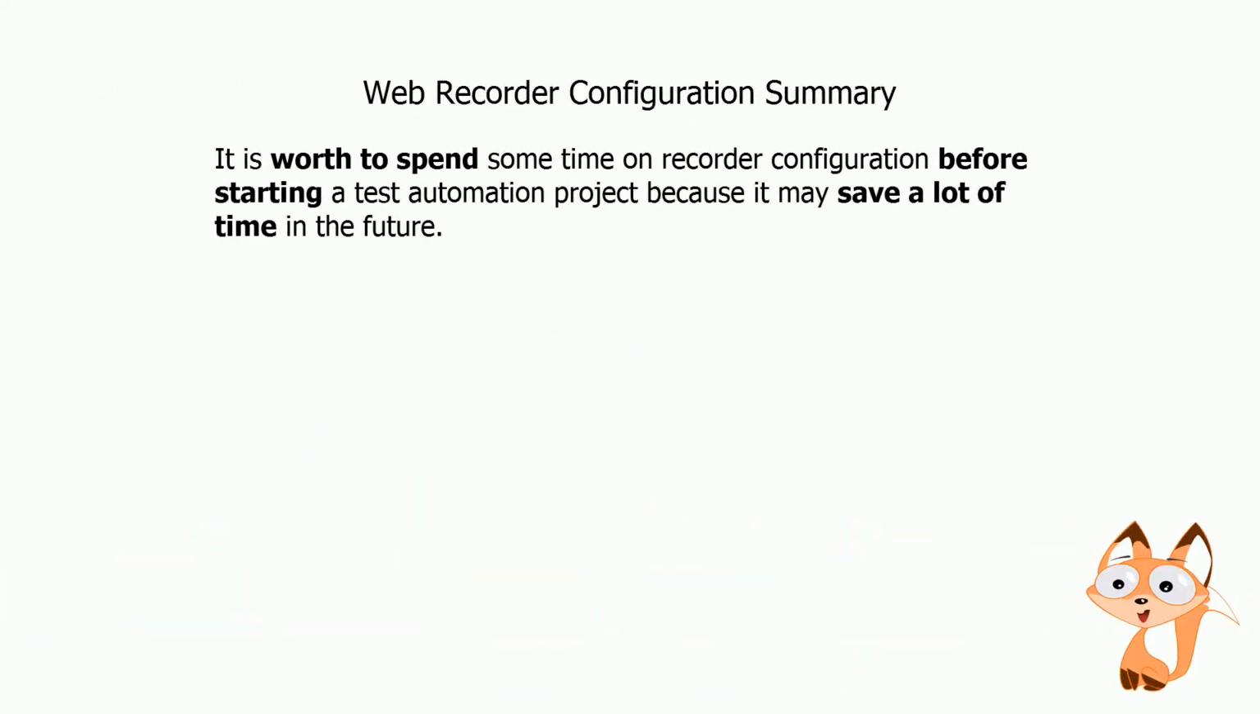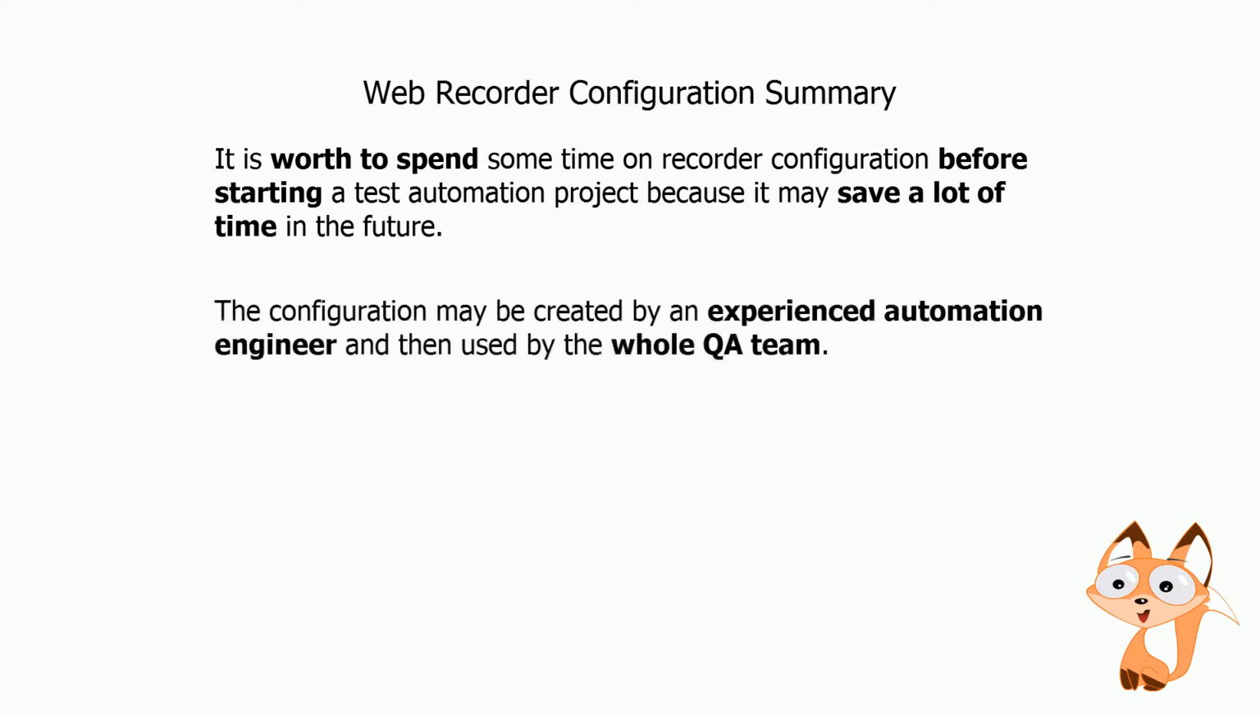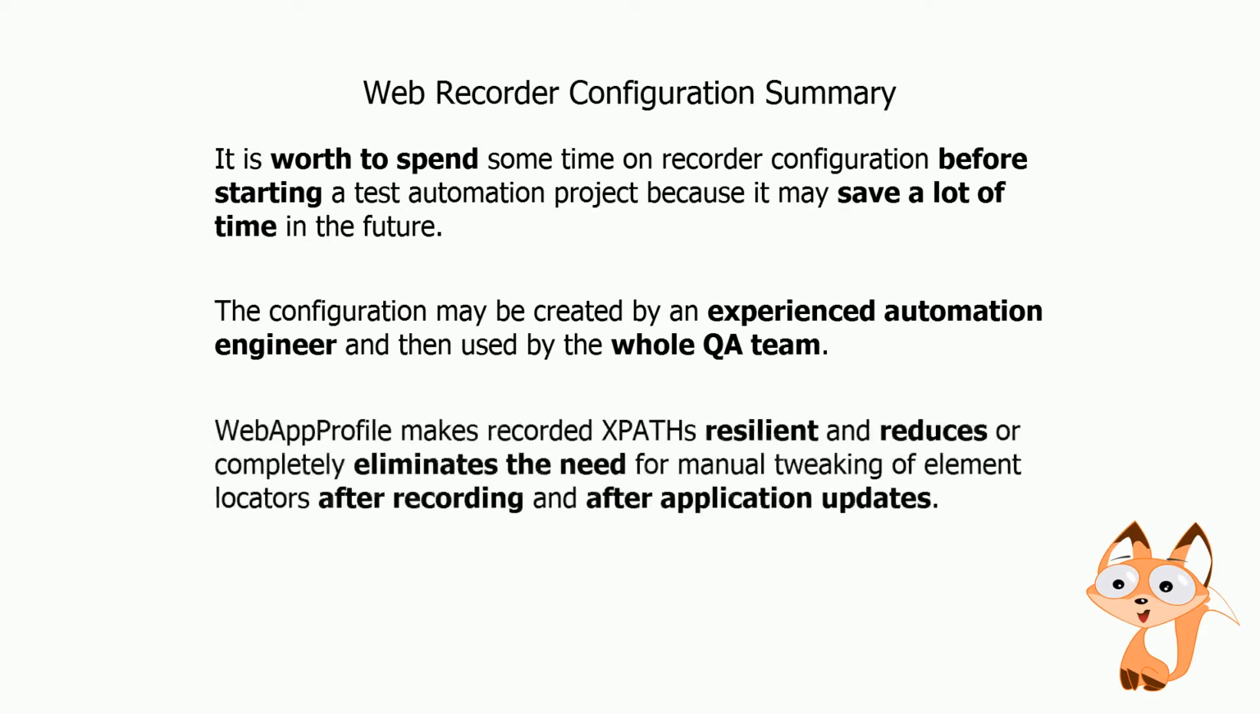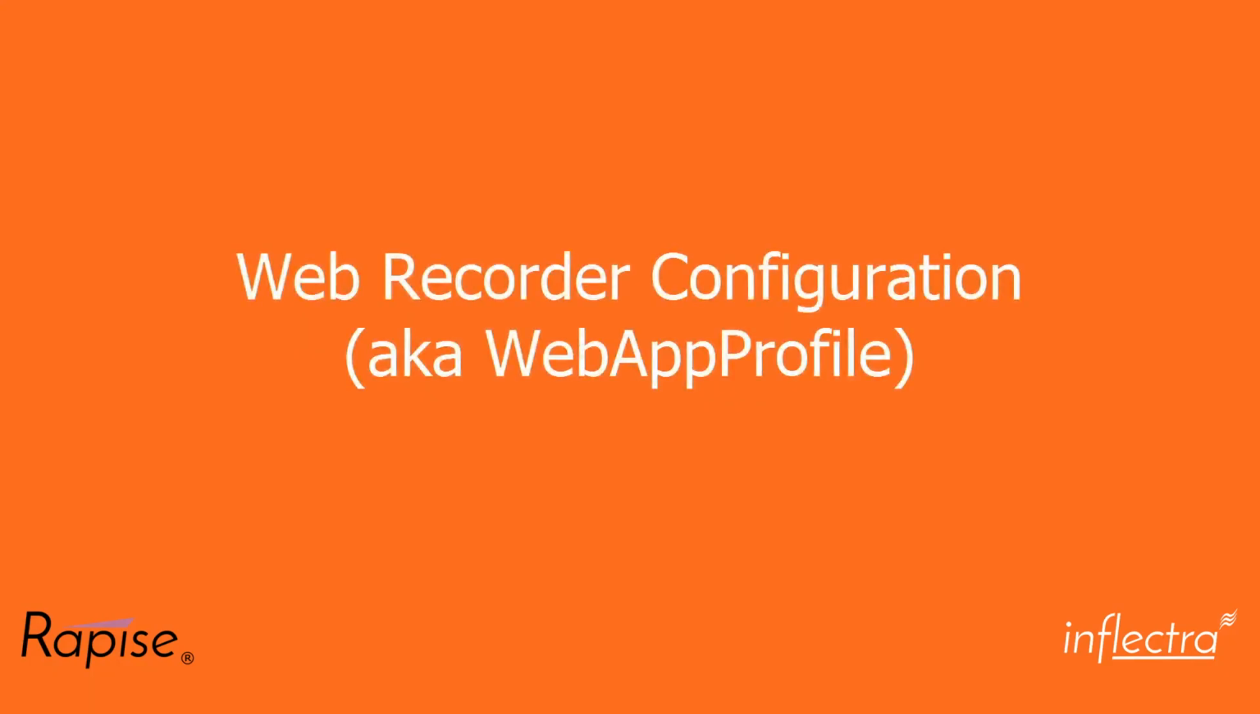It is worth spending some time on recorder configuration before starting a test automation project, because it may save a lot of time in the future. The configuration may be created by an experienced automation engineer and then used by the whole QA team. WebAppProfile makes recorded XPath resilient and reduces or completely eliminates the need for manual tweaking of element locators after recording and after application updates. Find the link to detailed WebAppProfile documentation in the video description.